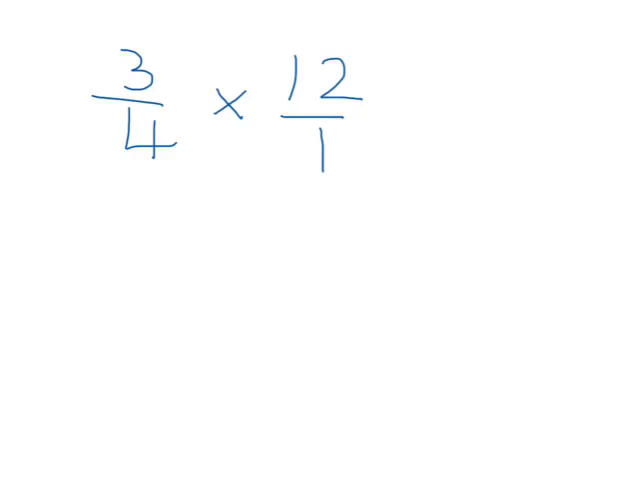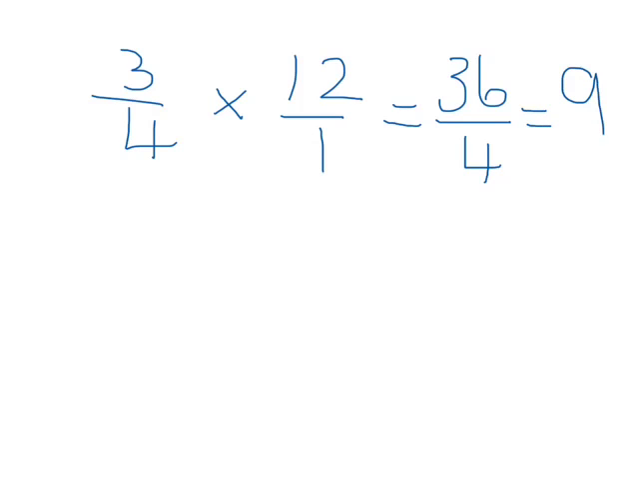Now let me show you a method called cross-cancelling to do this. Before we cross-cancel, the rule for multiplying fractions is you can do the numerator times the numerator over the denominator times the denominator, and then simplify. So 3 times 12 is 36. 36/4. Now remember, this line also means divide. 36/4 is the same as 36 divided by 4, which equals 9.